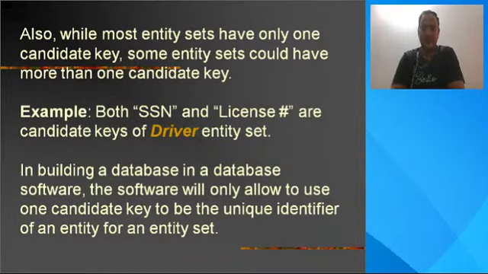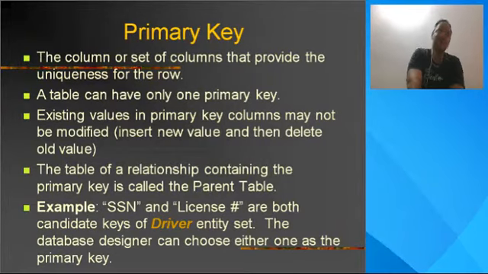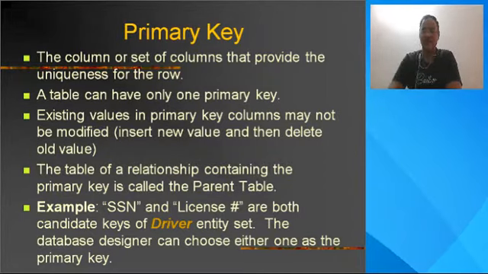In the case of the drivers example, both SSN and license number are candidate keys of the driver entity set. The primary key is one of the most important things. The primary key is a column or set of columns that provides the uniqueness for the row. A table can have only one primary key. Existing values in the primary key columns cannot be modified. The table in the relationship containing the primary key is called the parent table. The SSN and the license number are both candidate keys of the drivers entity set, and the database designers can choose either one as the primary key.